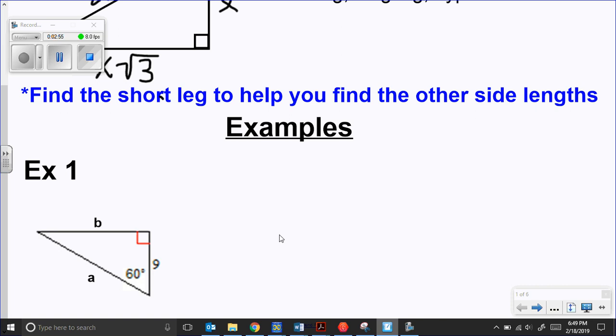So in example 1, we have a 60-degree angle and then we have a 90-degree angle. So we know, since all triangles have to add up to 180, that this angle must be 30 degrees. And so now we know we have a 30, 60, 90 triangle. So across from the 30 degree or opposite the 30 degree, this is my x side. And then across from the 60 degree would be my x times the square root of 3 side. And then across from the 90-degree angle, the hypotenuse, which is labeled as side a, it's 2x.